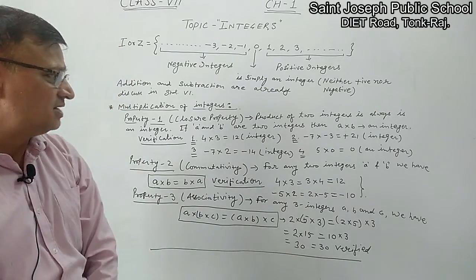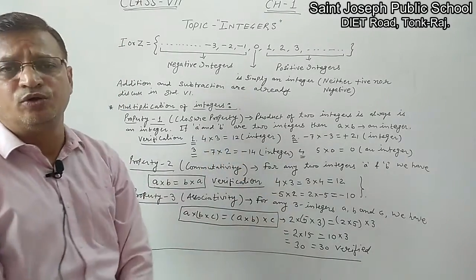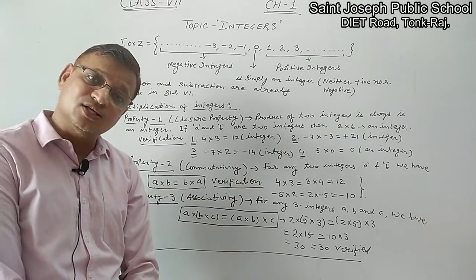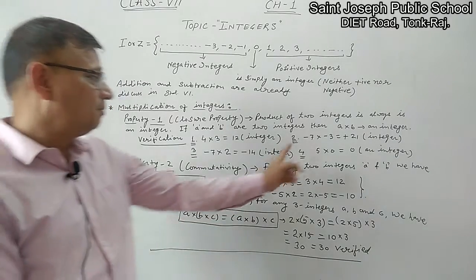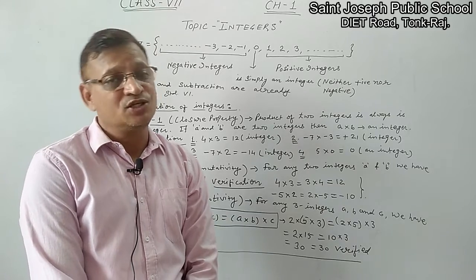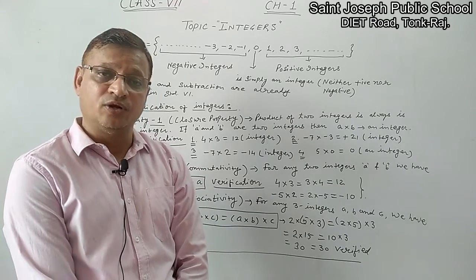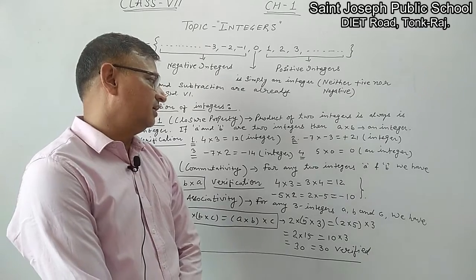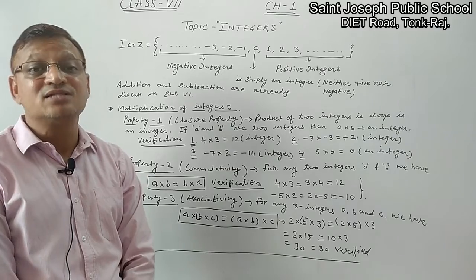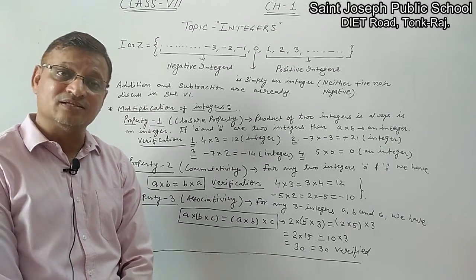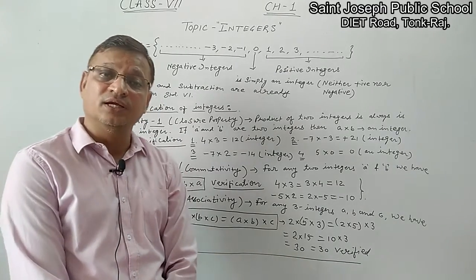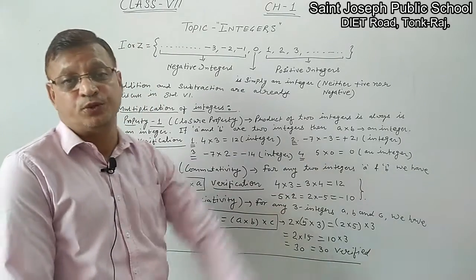Here I have written two examples. First is 4 into 3 equal to 12. 4 and 3 are two integers, and their product is 12. 12 is also an integer. Second example, -7 and -3. Now minus into minus is equal to plus, and 7 into 3 is 21. 21 is also an integer. Now again -7 and 2 are two integers, and the product is minus into plus equal to minus, and 7 into 2 is equal to -14. -14 is also an integer.